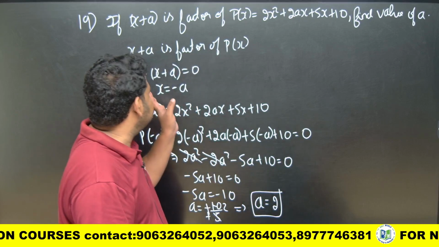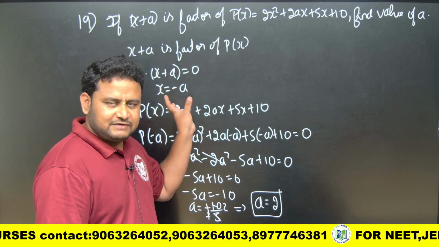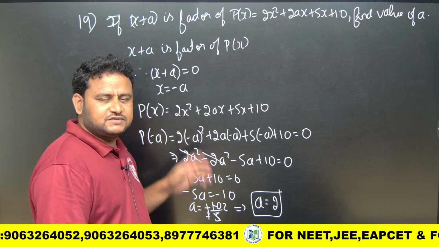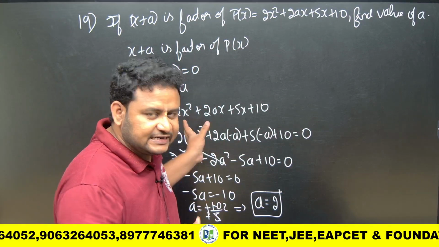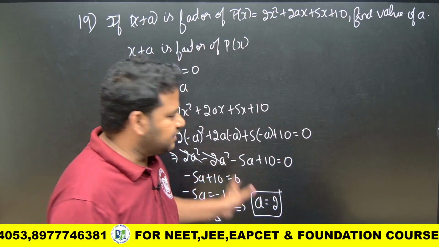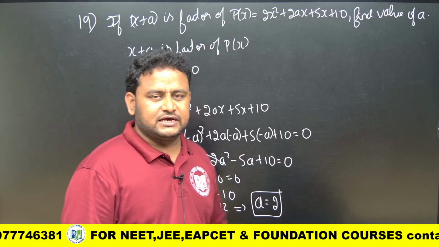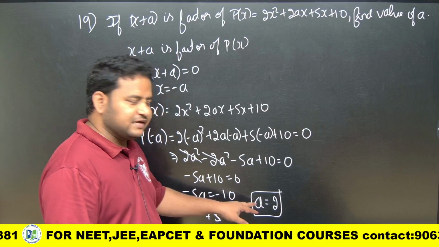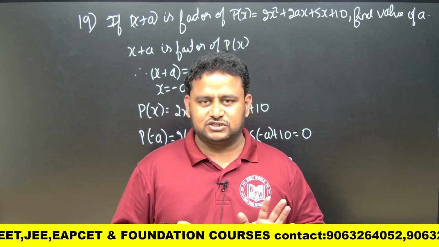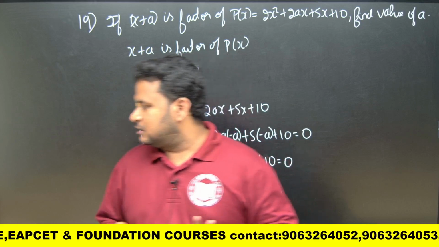So if x plus a is a factor of the polynomial, then x plus a will be equal to 0. That means x is equal to minus a. So for this p of x, if I put x equal to minus a, this entire polynomial will become equal to 0. We should make it equal to 0, then only we can find the value of a. We followed that method and got a is equal to 2. This is how you have to solve this question, friends. I hope it is clear.